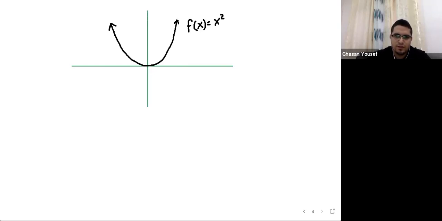So this point should be moved 2 units to the left. This first one, this is the second one. Here's -2. And everything will be shifted to the left. So the graph will be something like this. This is the graph of the function.